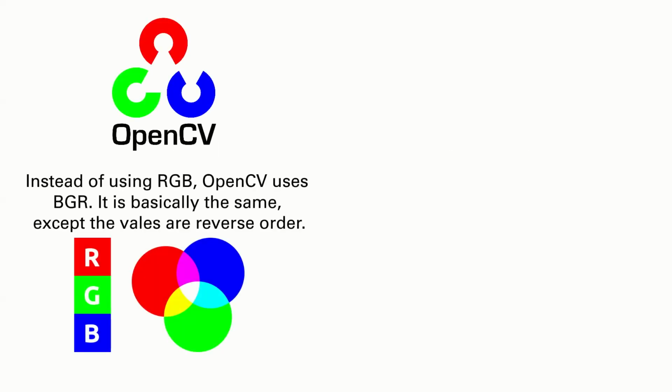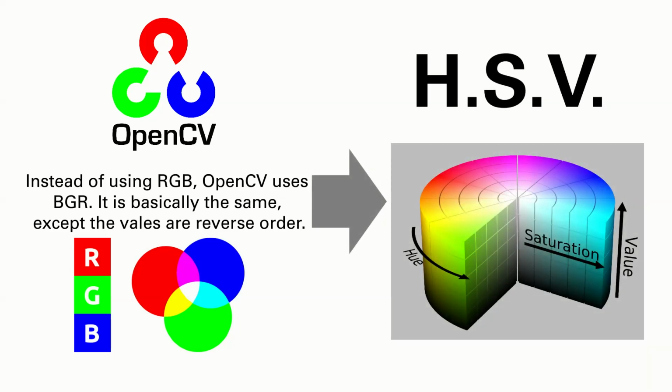The next steps in our pipeline are converting the color scheme of the images into HSV, and then performing thresholding on the images to isolate our white pixels. OpenCV uses the BGR color scheme, which is essentially the same thing as RGB, it's just that the order of the values are reversed. We want to convert our image to HSV so that we can threshold using the value.